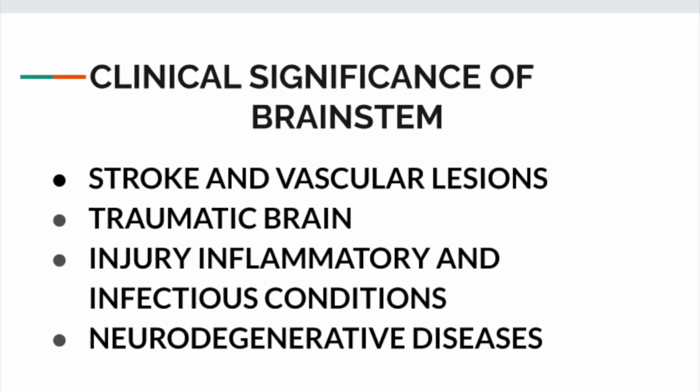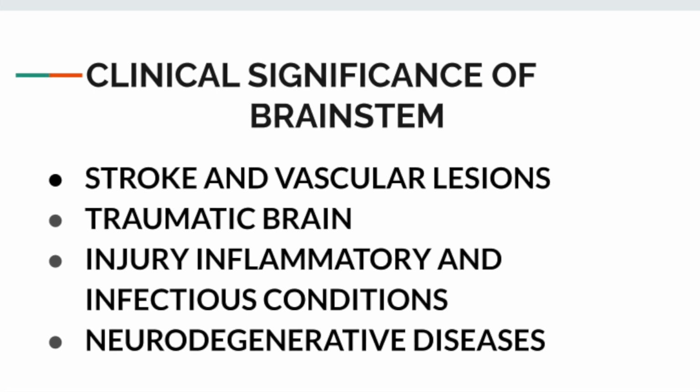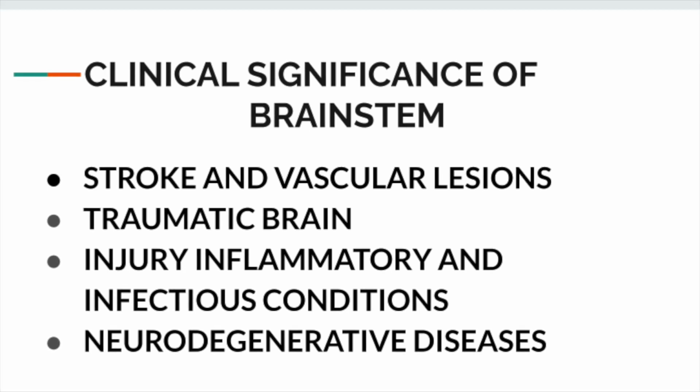Next is neurodegenerative diseases. Neurodegenerative diseases such as Parkinson disease, multiple system atrophy, and progressive supranuclear palsy can affect the brainstem nuclei and pathways, leading to motor dysfunction, autonomic disturbances, and cognitive impairment.